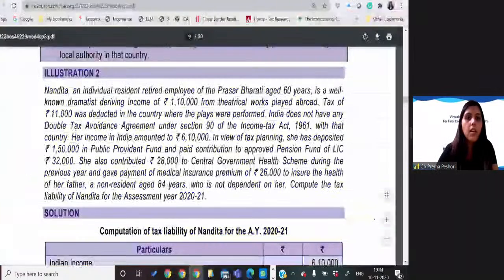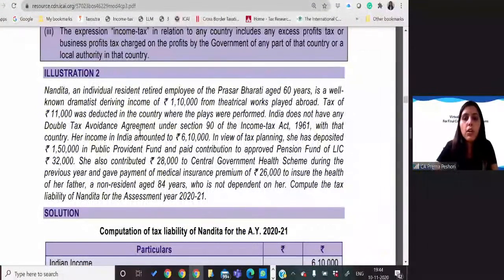So Nandita, an individual resident, retired employee of Prasar Bharati, age 60 years, is a well-known dramatist deriving income of rupees 1,10,000 from theatrical works played abroad. Tax of 11,000 was deducted in the country where the plays were performed. India does not have a DTAA under section 90, meaning unilateral relief will be allowed under section 91 because there is no DTAA with that country. Her income in India amounted to 6,10,000.